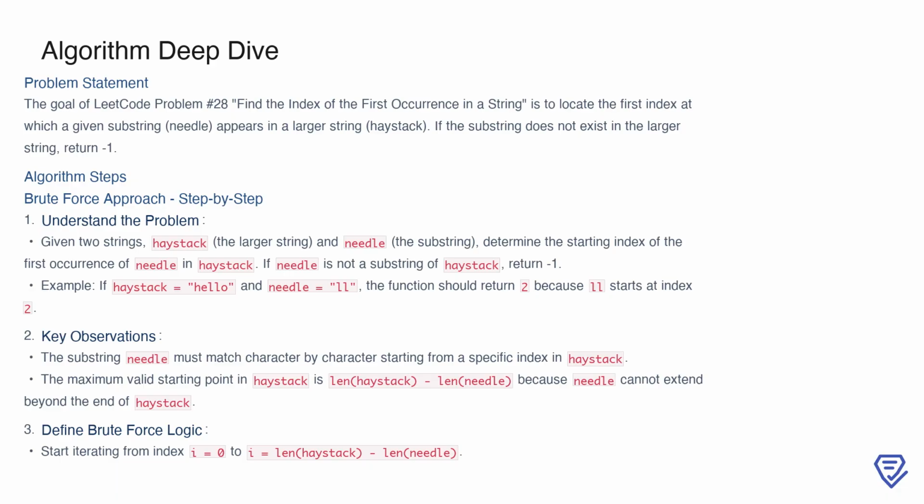First, we need to understand that the needle must match character by character in the haystack starting from a specific index. Importantly, the maximum index where we can start checking in the haystack is determined by subtracting the length of the needle from the length of the haystack. This is because the needle cannot extend beyond the bounds of the haystack. With this understanding, the brute force logic becomes straightforward: iterate through the haystack from the first valid starting index to the last valid starting index, and check for matches at each step.